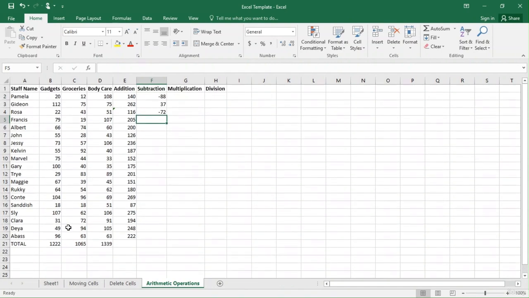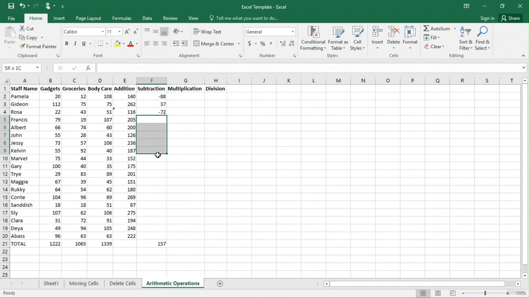Let's take a little practical example down here. Say, for example, we want to see what is the difference between gadget sales and grocery sales. So we're subtracting grocery total sales minus gadget total sales. So let's try that out. Equal to B21 minus C21. And you have it. So 157.